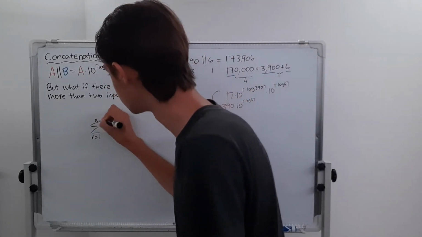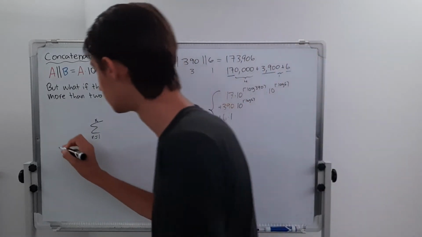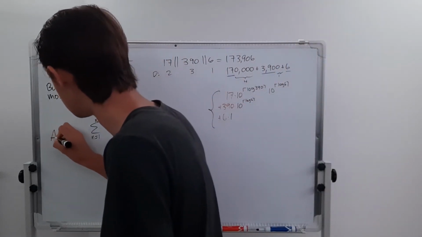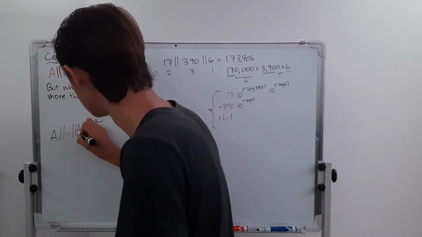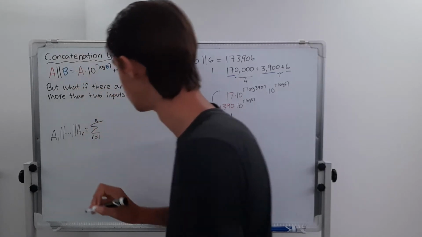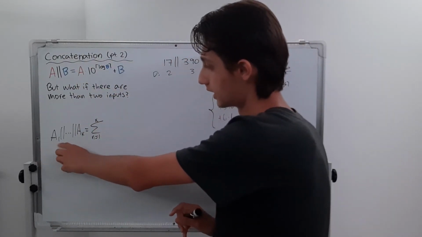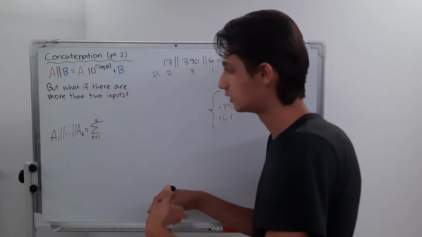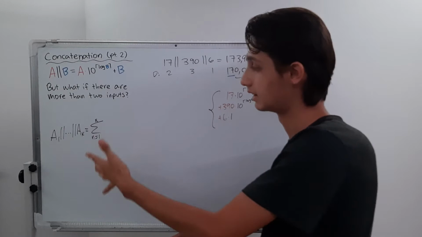But this doesn't really tell us much because we don't really know what k is. So first we have to define this. This is the concatenation from a sub 1 all the way to a sub k. So we start with a sub 1, and we concatenate repeated terms, that's what the dot dot dot means, all the way to a sub k, where k is our last term.